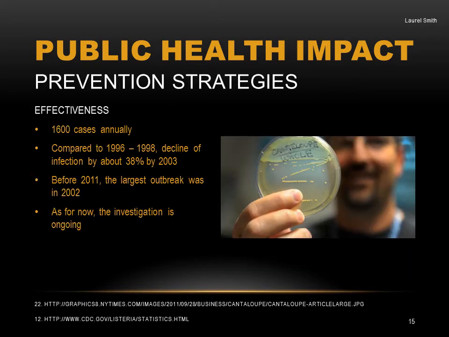In the United States, 1,600 cases are reported annually. Compared to 1996 to 1998, the incidence of listeriosis had declined by about 38% by 2003. However, illnesses and deaths continue to occur. Before 2011, the largest outbreak was in 2002 with 54 illnesses, 8 deaths, and 3 fetal deaths in 9 states after consumption of contaminated turkey deli meat. Currently, the 2011 outbreak is the largest one yet, with the investigation being ongoing.